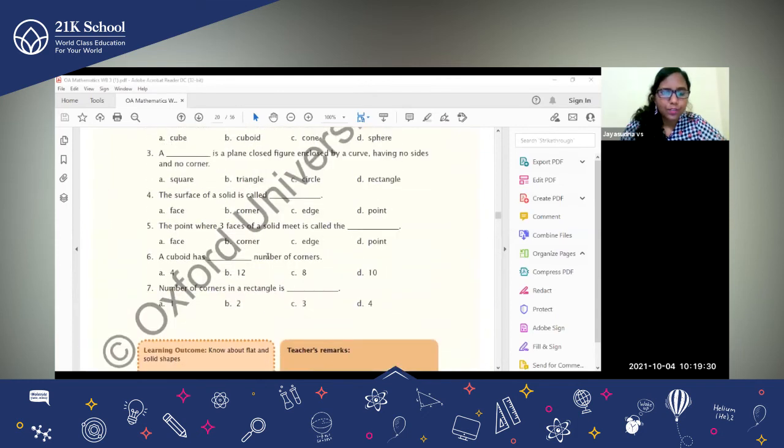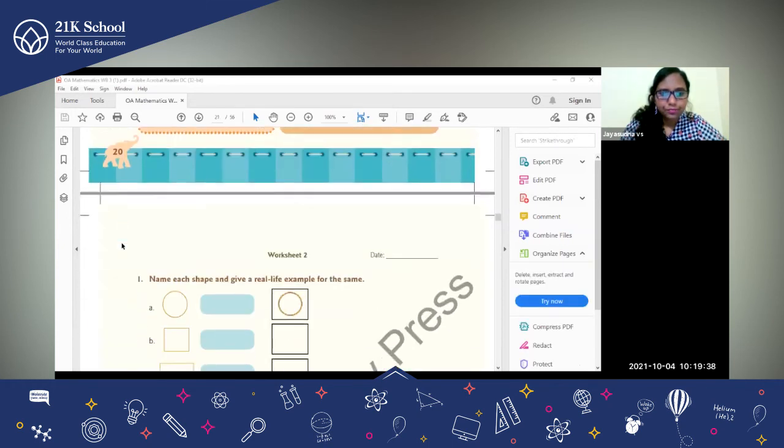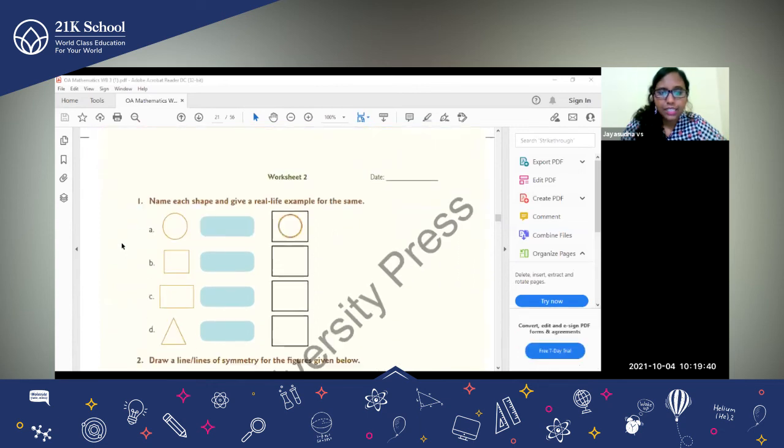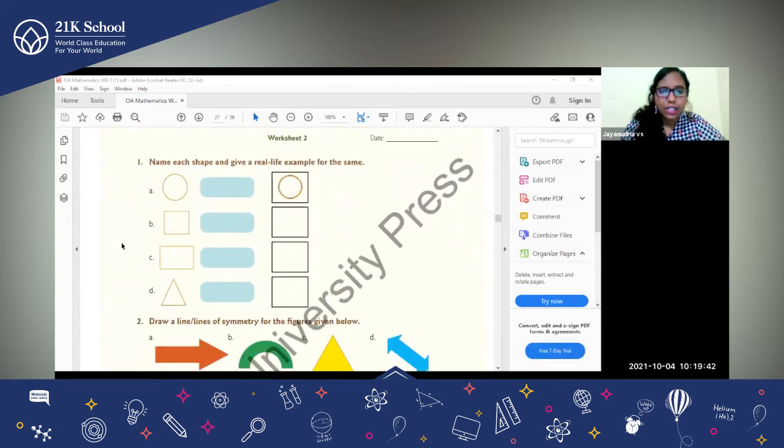Have you all completed page 20? Yeah, we discussed it in the class, right? Now page 21, name each shape and give a real life example for the same. You can see that the first object is a circle. That's why the ring is given. And these are 2D shapes. You need to find a real life object for these given 2D shapes and you can draw the same.